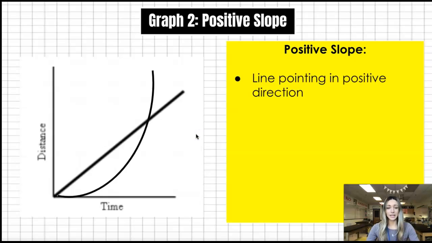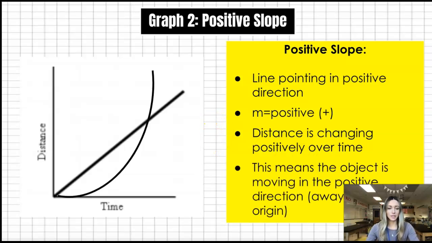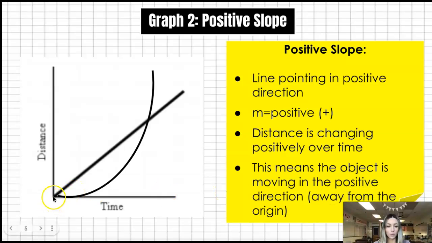Positive slope means a line pointing in the positive direction. That means that distance is changing positively and time is changing positively as well. You can see 2 examples of lines with positive slopes here on my graph. This means that m is a positive value, and this tells me that the distance is changing positively over time. What does that mean? This means that the object is moving in the positive direction or away from the origin. The starting point of my distance is here at the origin, and the object is moving away from it.